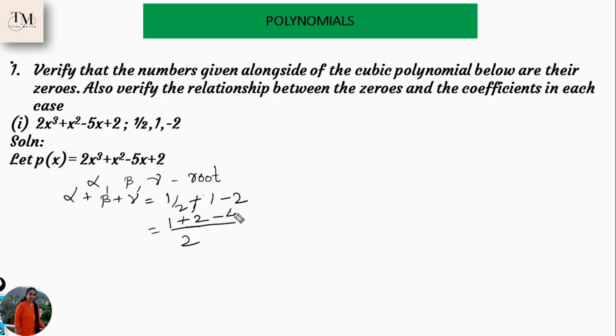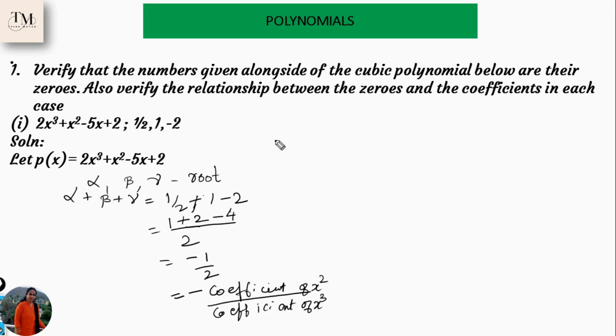So 2 into 2 is 4. The answer is 1 plus 2, 3, and 3 minus 4 is minus 1. So minus 1 by 2, which is equal to minus 1 by 2. Here the coefficient of x square is 1, so we can write it as minus the coefficient of x square divided by the coefficient of x cube. So we got the first relation.